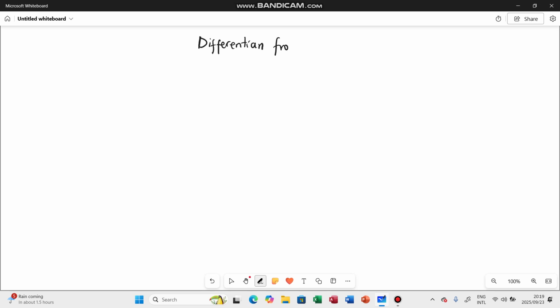Differentiation from first principles. Here, under differentiation, we can use a book known as Backhouse, most especially Backhouse 1. It's where we find differentiation from first principles, and what we need to know about it. Here, we differentiate something from scratch.